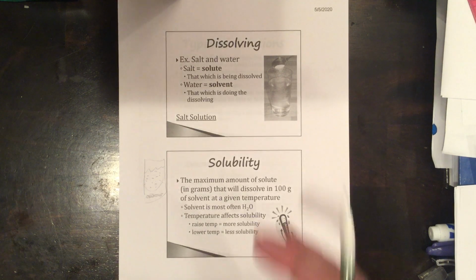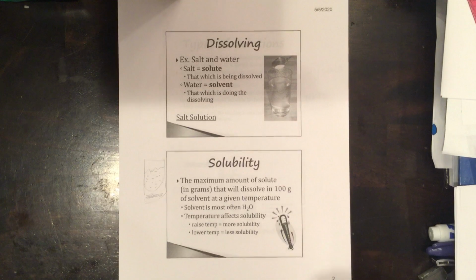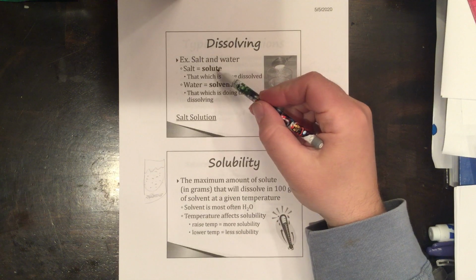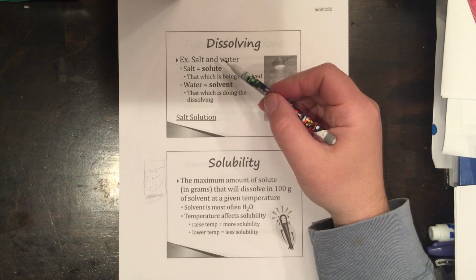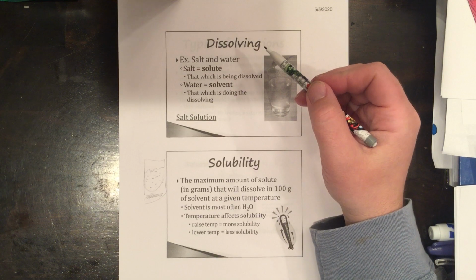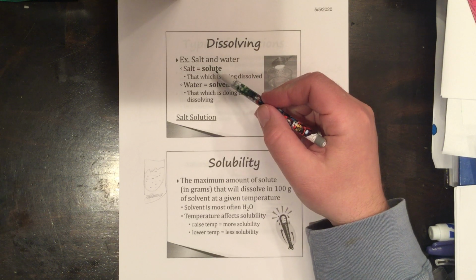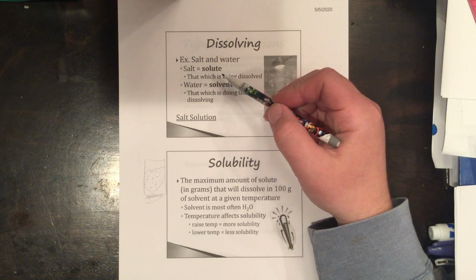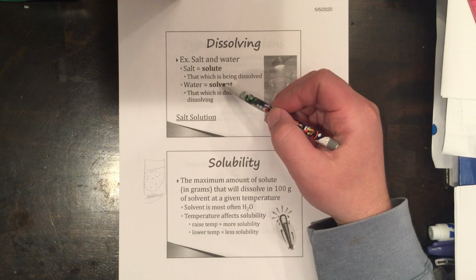First off, dissolving. So a typical dissolving process would be salt in water. Okay, salt water. And so the salt is known as your solute. The solvent is known as the water. So whatever is being dissolved would be the solute. Whatever is doing the dissolving would be the solvent.